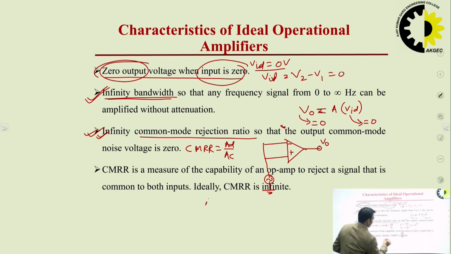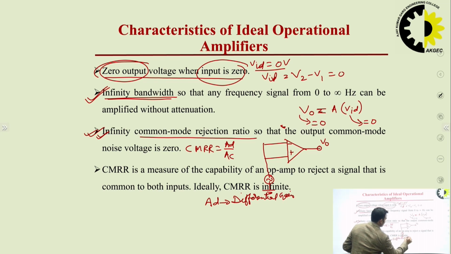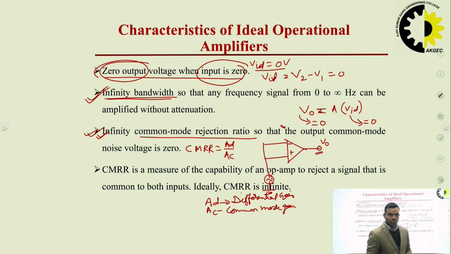where AD is the differential gain and AC is the common mode gain. We have seen that in this case, the common mode gain will be 0. Ideally, the common mode gain will be 0. So, this device will provide infinite common mode rejection ratio.